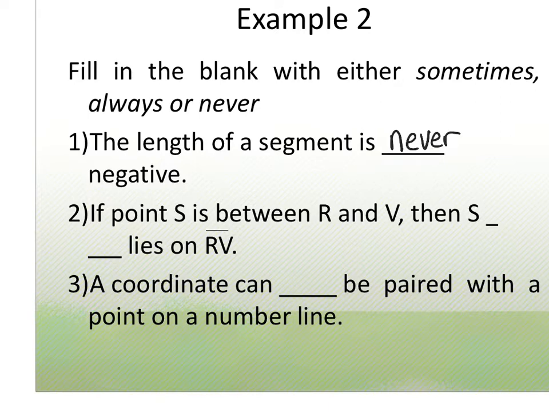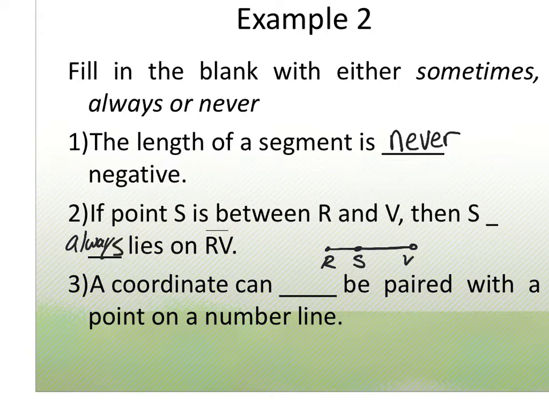If point S is between R and V, so think about what that means. If point S is between R and V, then S lies on segment RV. Always. Because we learned that if S is between R and V, that means there is a line segment with R and V, and somewhere in between there, I don't know where, there's S. It lies on RV. That's always.